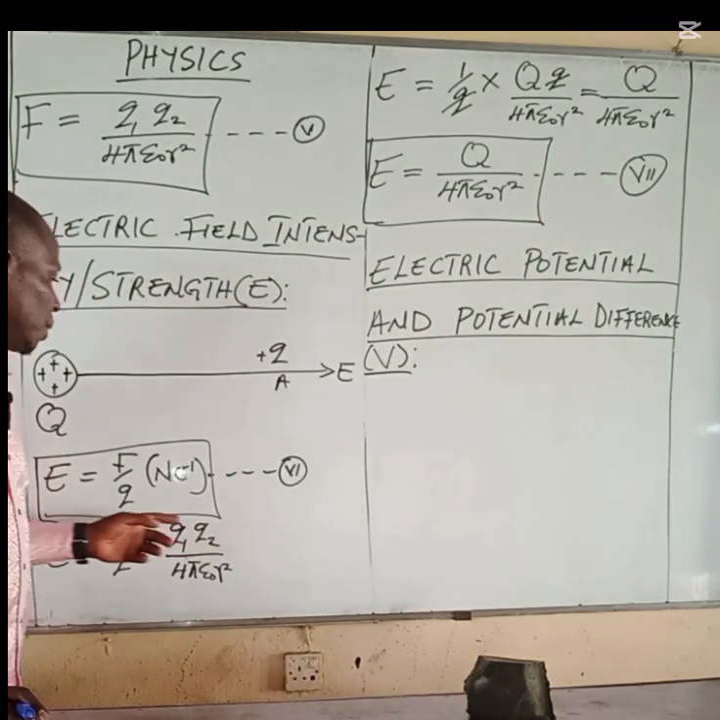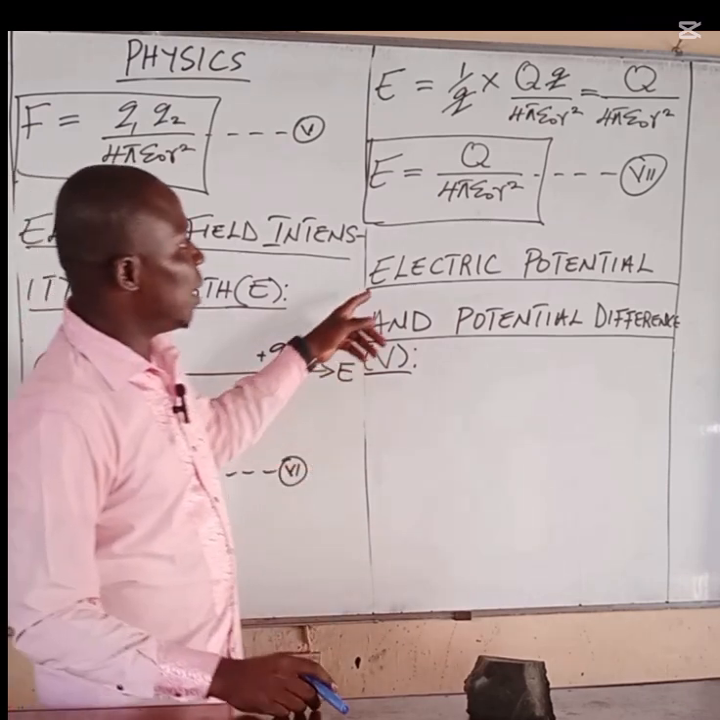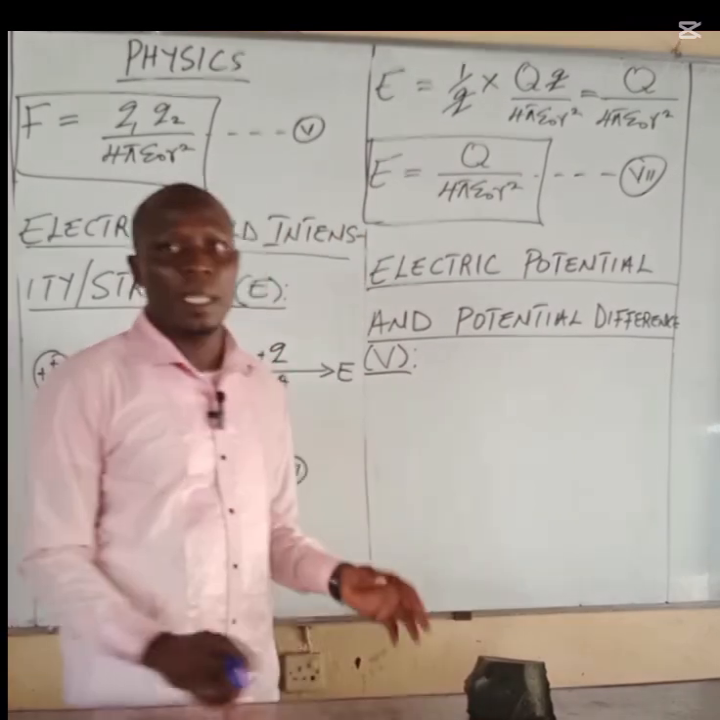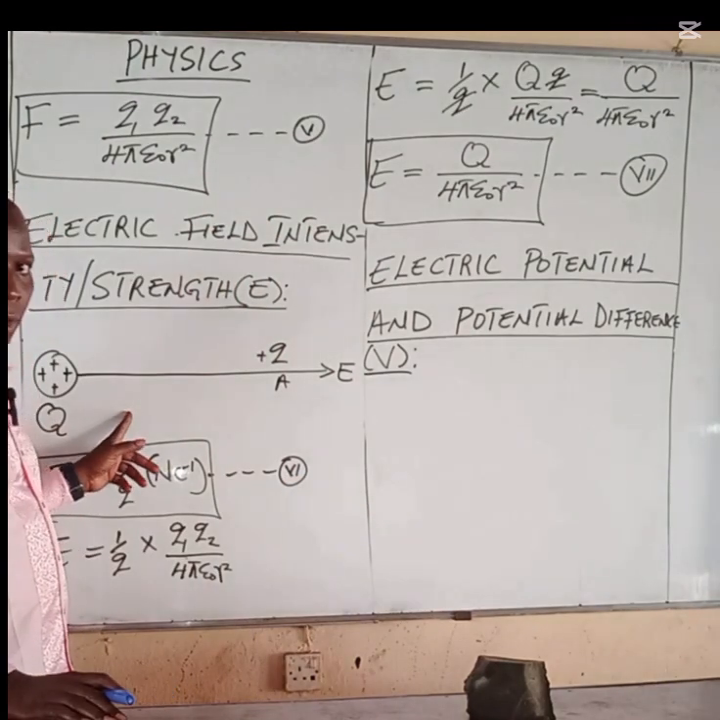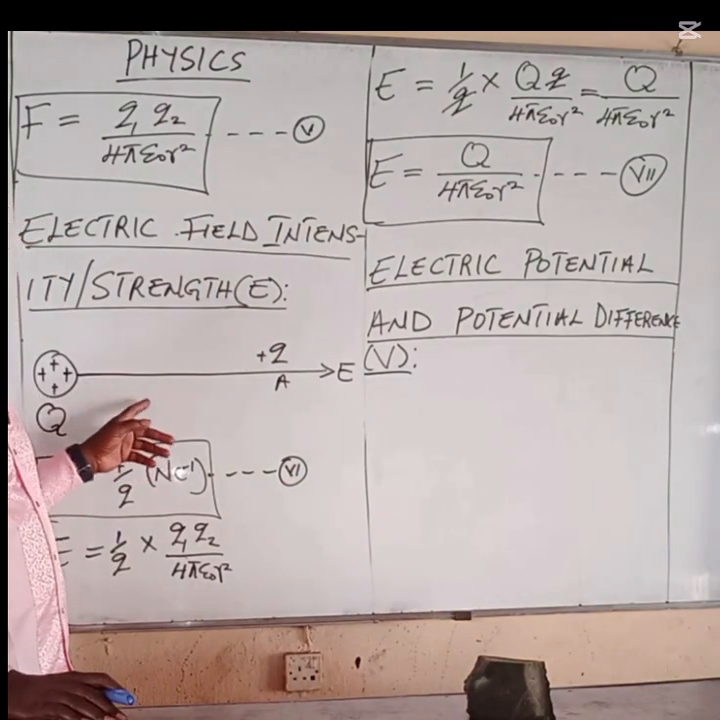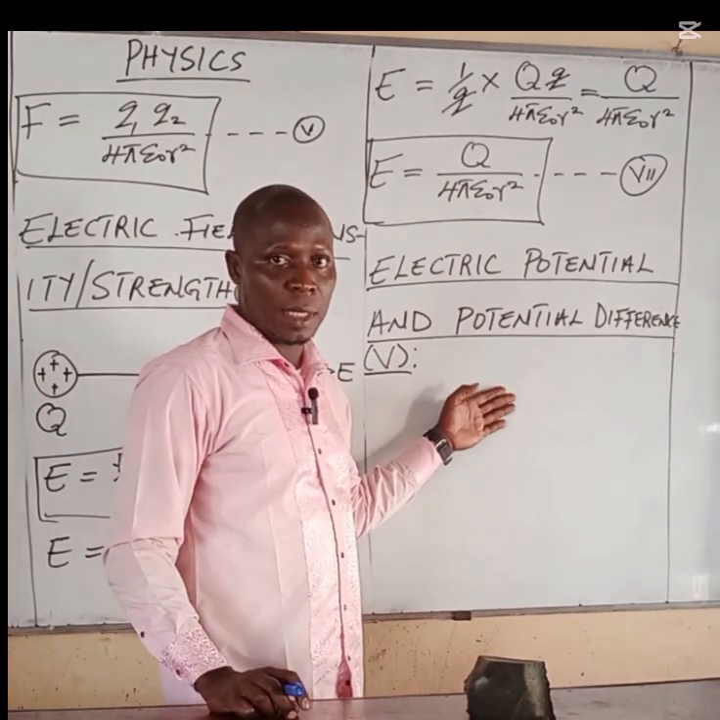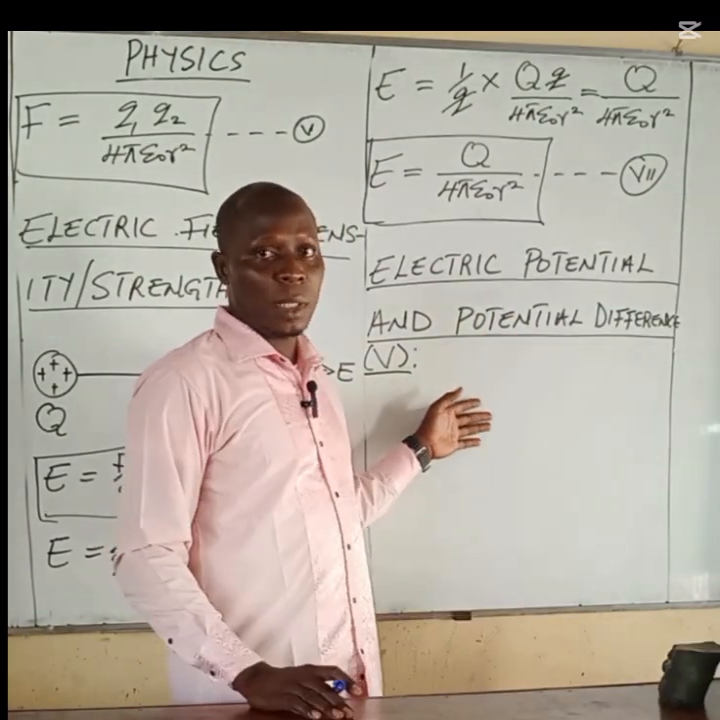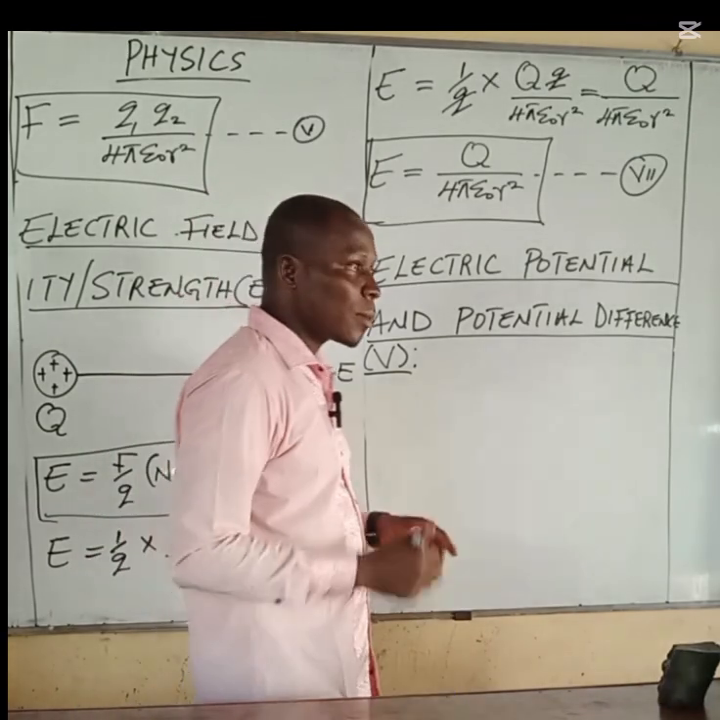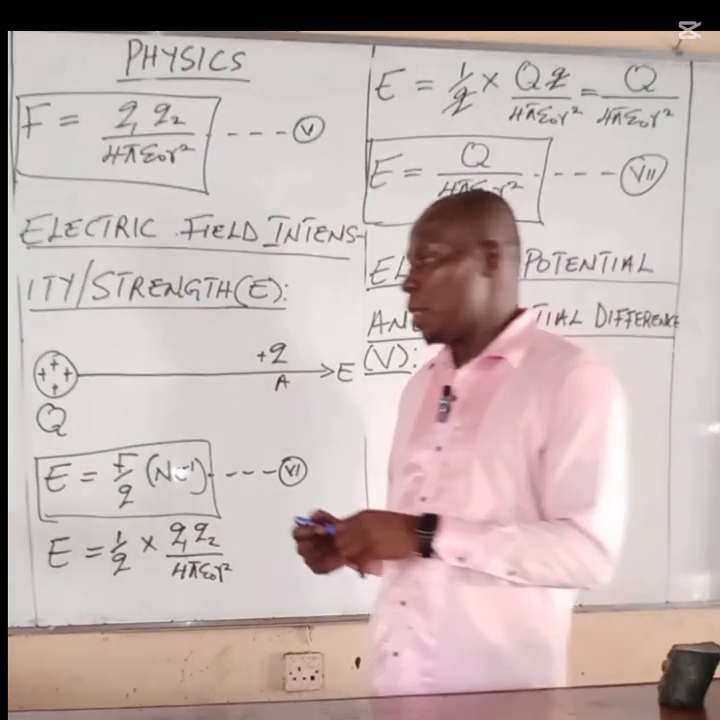Lest I forget, electric field is a vector field. Electric field strength, or electric field intensity, is a vector quantity. But electric potential and potential difference are both scalar quantities.